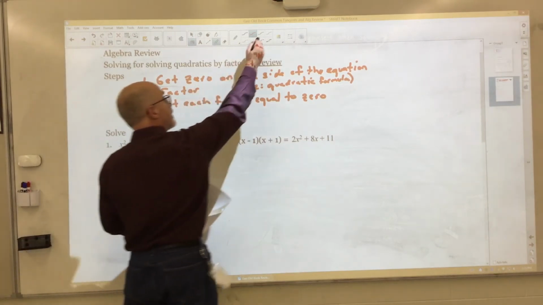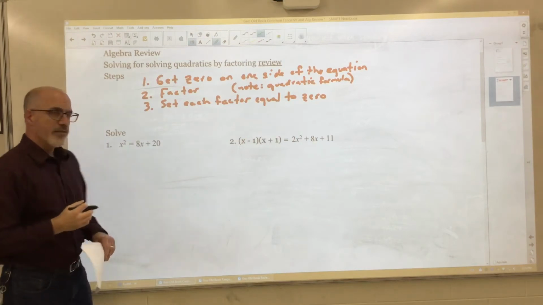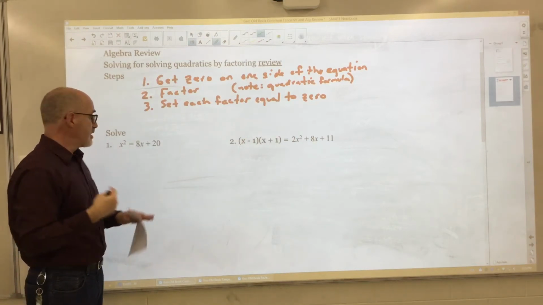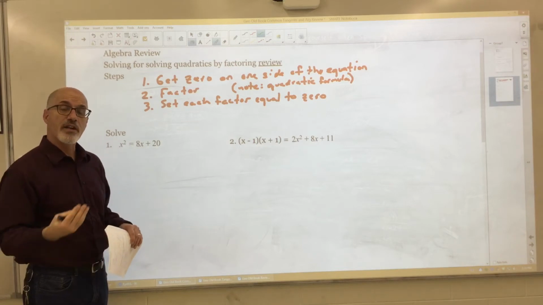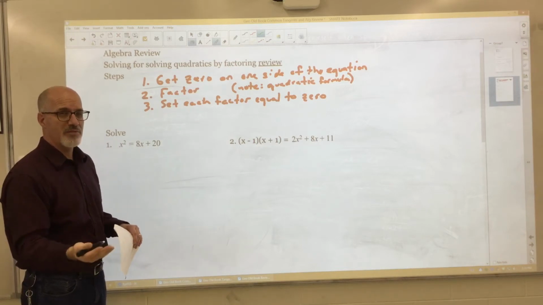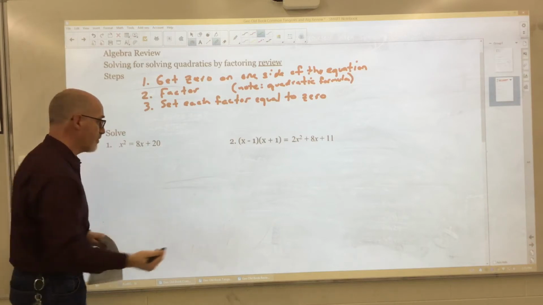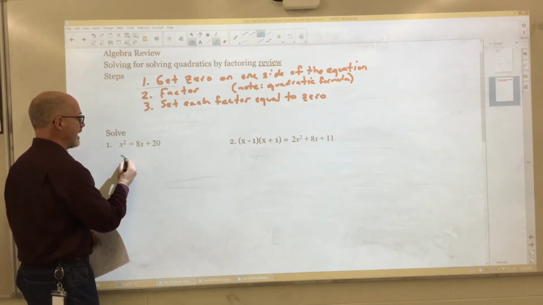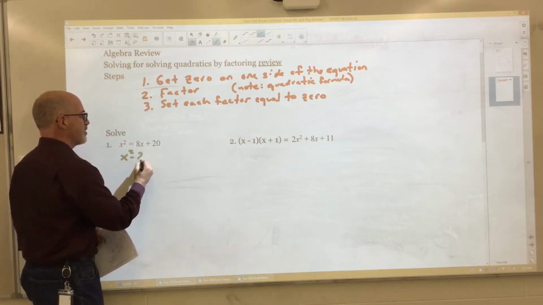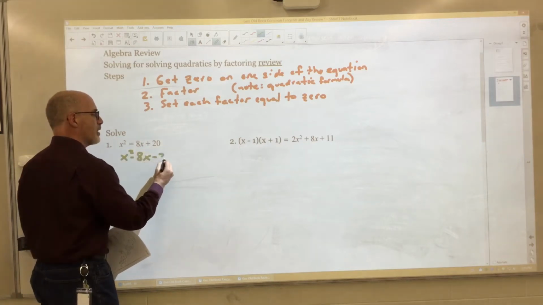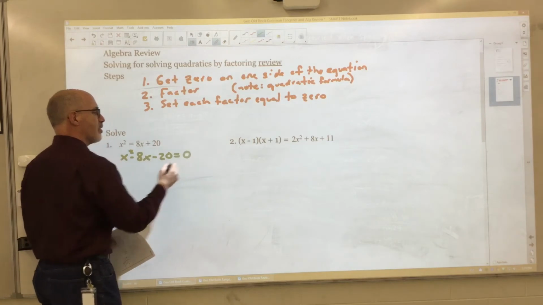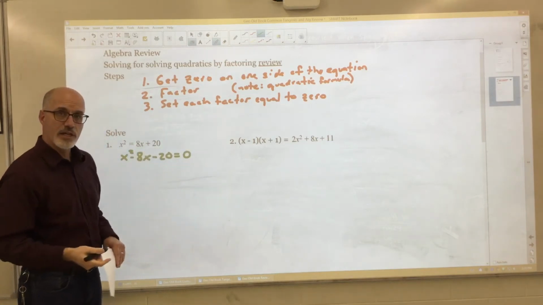Let's try this one. We start off with this, and my recommendation is that when you have an x squared in the problem, that you get 0 on the other side of the x squared. That keeps that x squared at the positive coefficient. So I'm going to subtract 8x from both sides. So I'll have x squared minus 8x, and I'm going to subtract 20. That will get 0 on the right side of the equation.